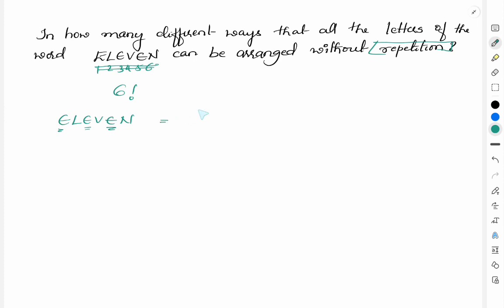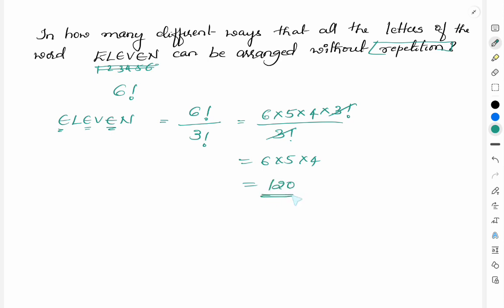So what do we do? The number of letters we have is 6, so 6 factorial, divided by the factorial of the number of times the letter is repeated. So we have 3 factorial ways of arranging them. Just by doing this, we can simplify. 6 factorial is written as 6 into 5 into 4 into 3 factorial divided by 3 factorial. So we have 6 into 5 into 4, which comes out to be 120.